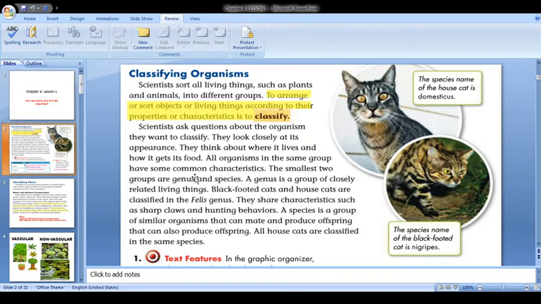Then what else? We studied two different groups. What are the two different groups? They are genus and species. In genus we have cats, the very small black-footed cats and house cats. They are very much similar, so we put them in genus. And species, what are the species? All the animals that can produce babies are species. Okay, so you can see that these are the groups that we have studied. Now let's move to the next slide.